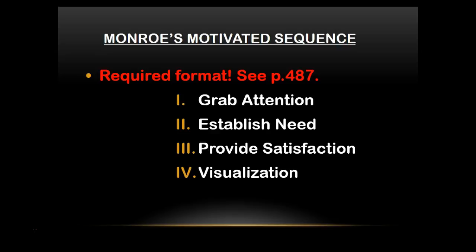So your visualization step is a description of how things will be once we don't have to worry about that problem anymore. So if my need was that we need to reduce ocean farming, my satisfaction would be workable, research-based methods for how to do that. My visualization would be a description of how healthy the environment will be and all these beautiful things that will happen if we do that satisfaction, if we no longer have that need anymore.